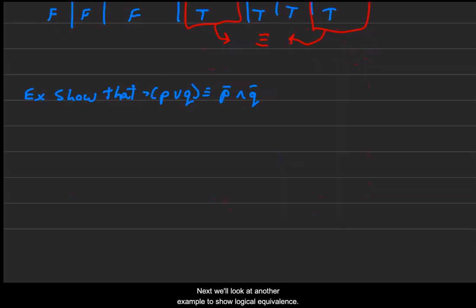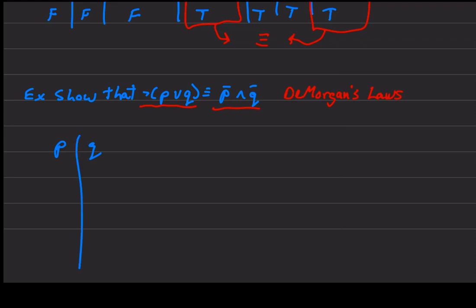Next, we'll look at another example to show logical equivalency. This time, we'll show logical equivalence between the negation of the quantity P or Q, and show that's logically equivalent to the negation of P and the negation of Q. And this is another one of De Morgan's laws. Again, we'll set this up in a truth table. So we'll put P and Q.